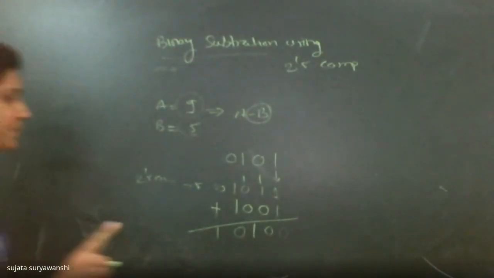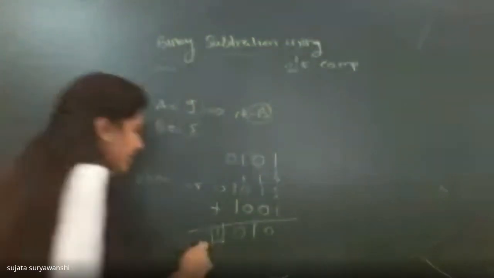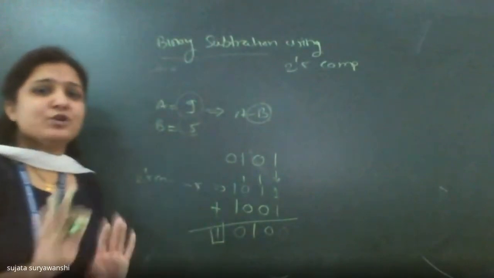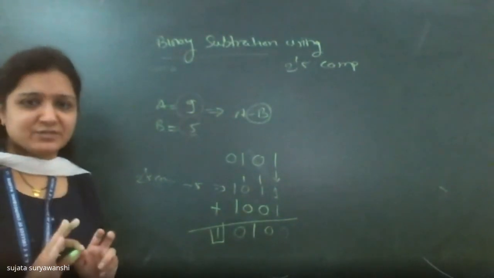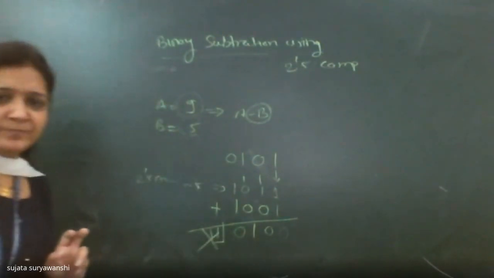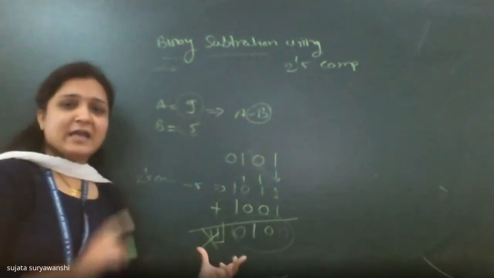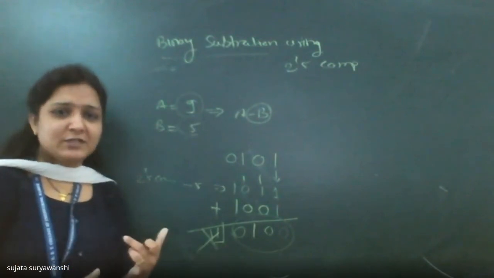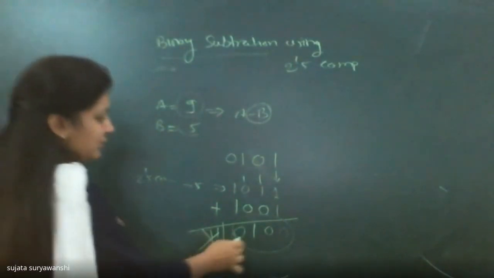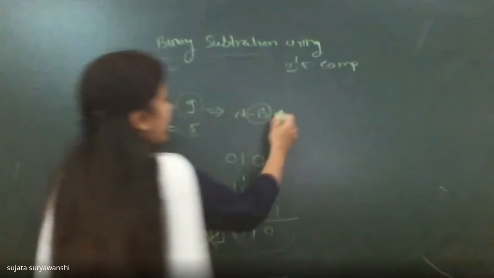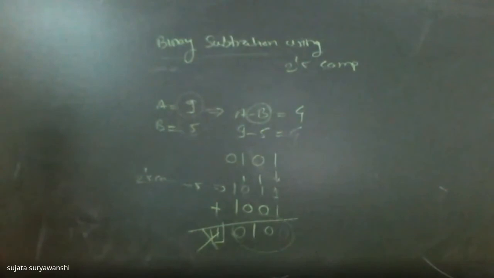There is one rule. If carry is generated at the result, then your result is positive and it is in true form. Only discard that carry and take only the magnitude. So discard this carry and consider only the magnitude. Your result is positive, no need to convert it into 2's complement form. So 0, 1, 0, 0 is 4. If you perform 9 minus 5, you will get answer 4. Understood?